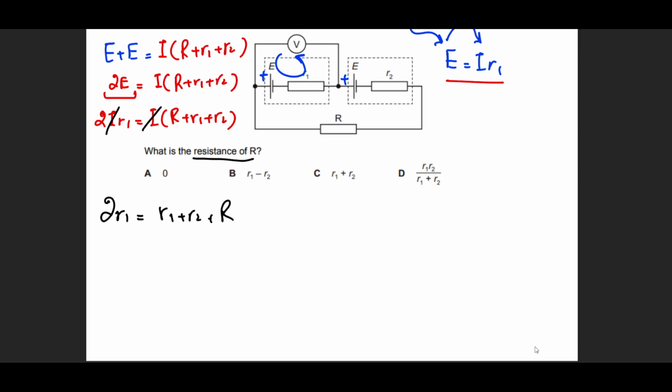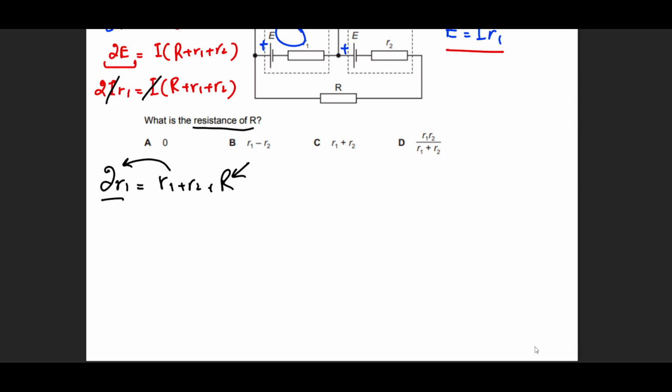Since he asks what's the resistance of the external resistor R, I'm going to make this the subject of the formula and take everything on the other side. So R1 subtracted from 2R1 is R1, minus R2, taking R2 over there becomes minus R2, equals R. So this is going to be R1 minus R2.